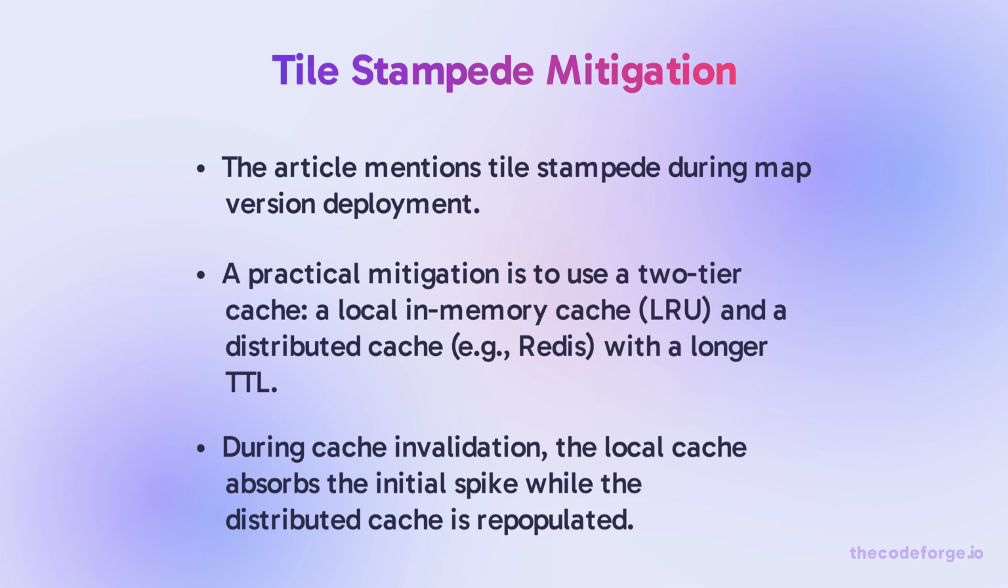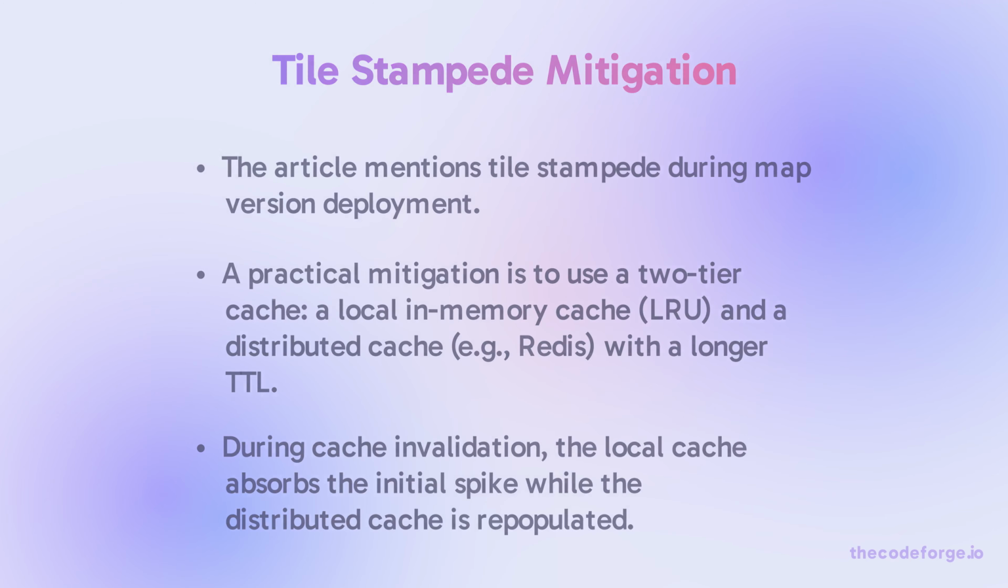The article mentions tile stampede during map version deployment. A practical mitigation is to use a 2-tier cache, a local in-memory cache, LRU, and a distributed cache, e.g., Redis, with a longer TTL. During cache invalidation, the local cache absorbs the initial spike while the distributed cache is repopulated.